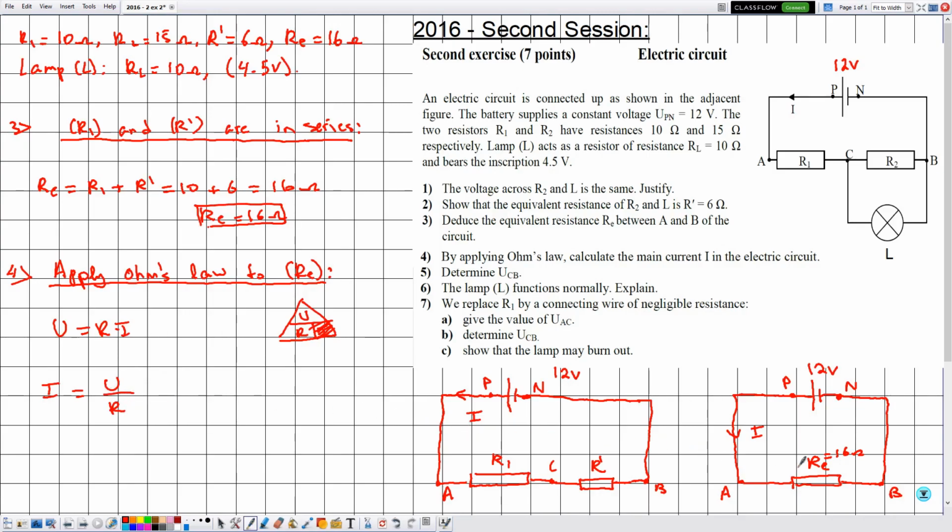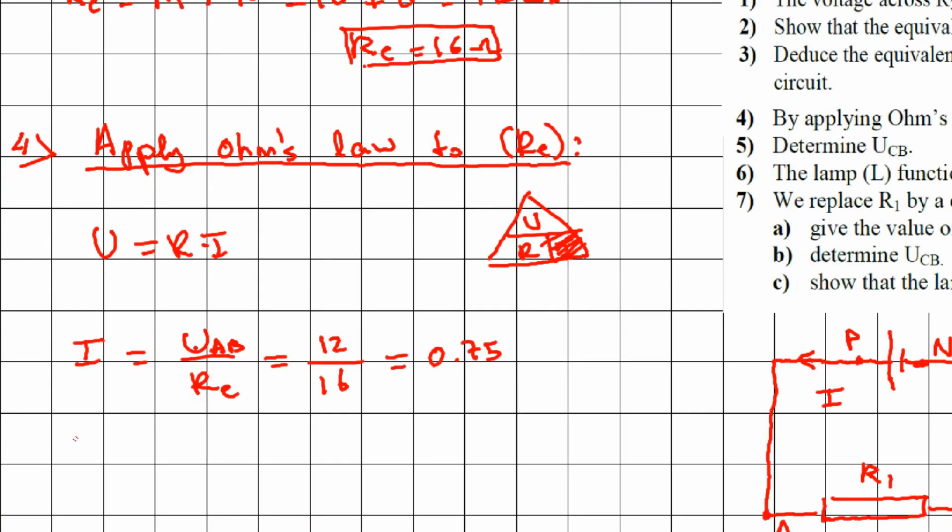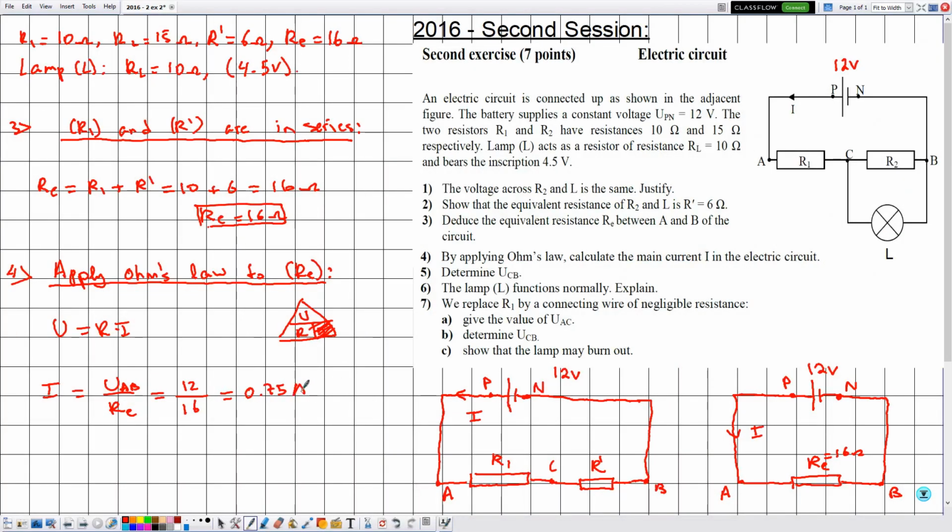Now the resistance is given by Re, and the voltage is given by UAB, or we can say UPN. So the value is given by 12 divided by 16. Plugging this fraction into the calculator will give us 0.75. Now always, all quantities in physics must have a unit. Since the voltage is in the SI, which is volts, and Re is in the SI, which is ohms, the value of I will be in the SI, which is amperes. Then the value of the electric current I is equal to 0.75 amperes.